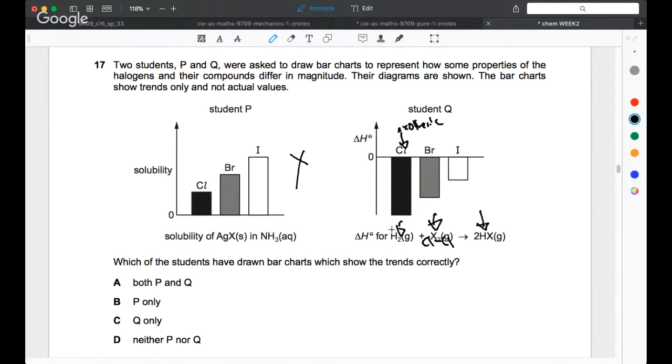So going from chlorine to iodine, what happens to the bond energy of the hydrogen molecule? Decreases. Yeah, it decreases, which means you need less energy input for this reaction to happen. What are the bond strengths of the HX?